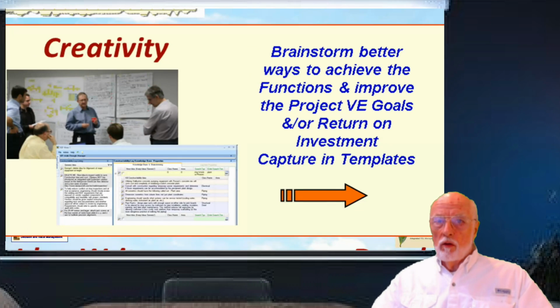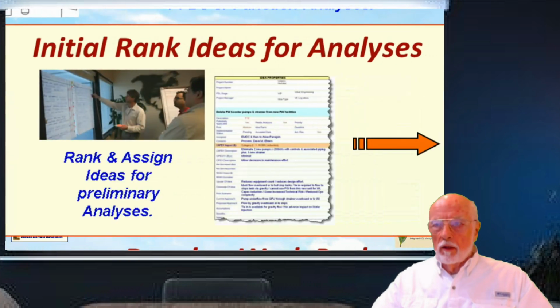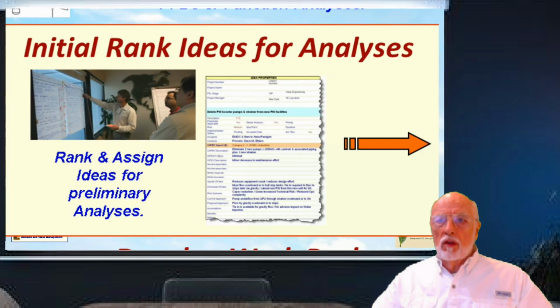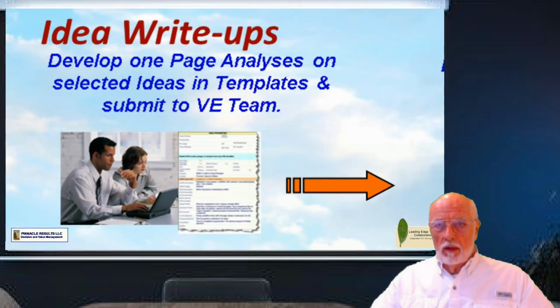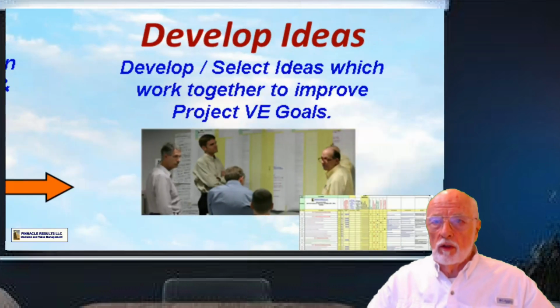We'll be getting into creativity in our sessions in a week or so, and we'll be brainstorming better ways to do things. Then we'll rank the ideas initially after broad brainstorming, and we'll focus on some that we really want to write up and analyze. We'll have templates to help you with that and instructions, and we'll write up those ideas looking at capital expense, operating expense, revenue impact, and a representative net present value analysis.